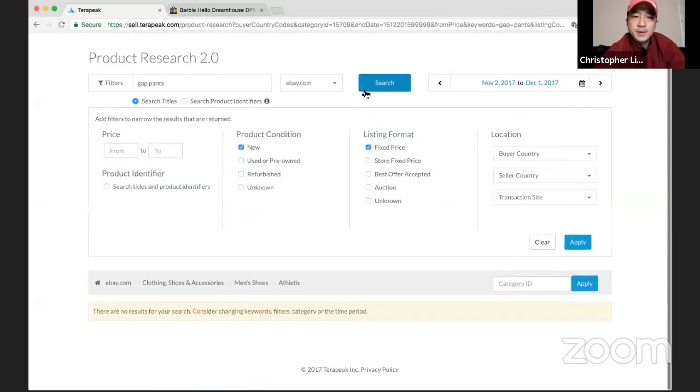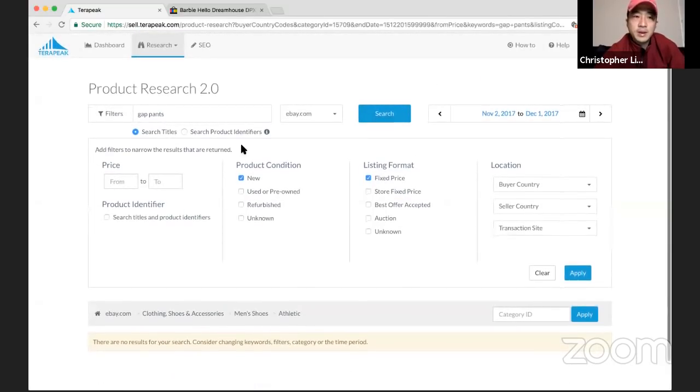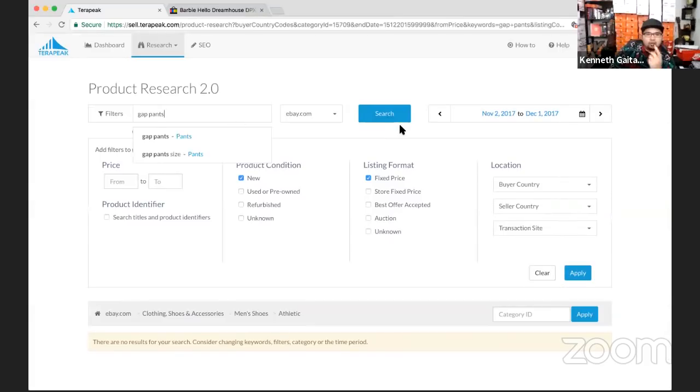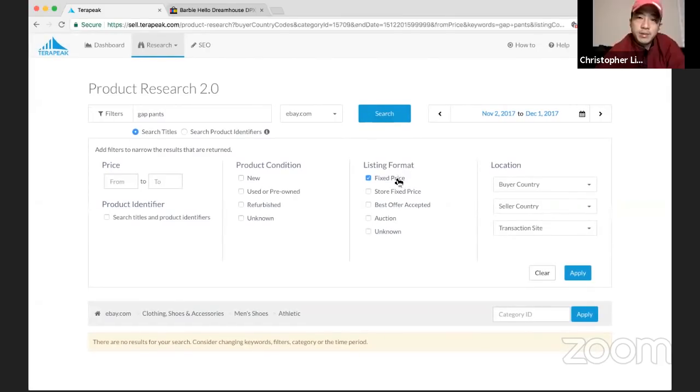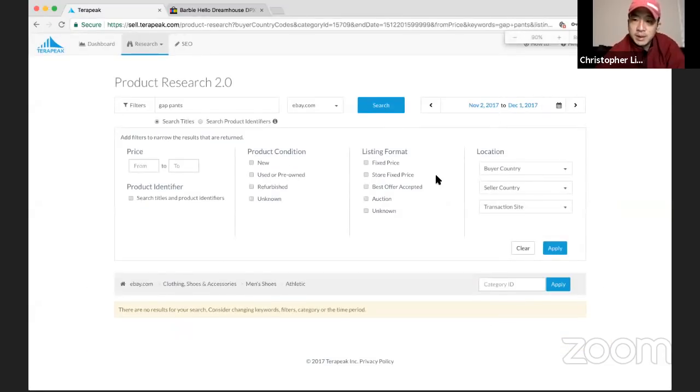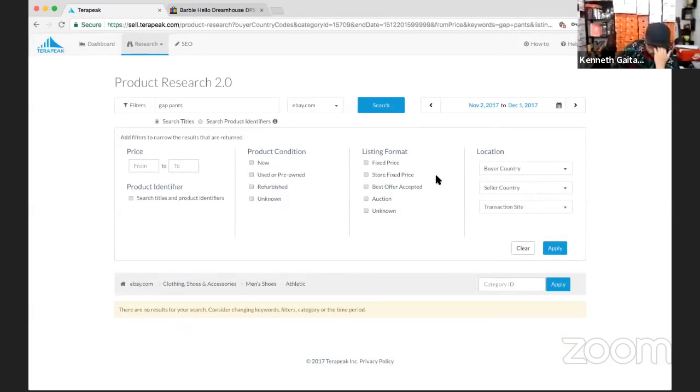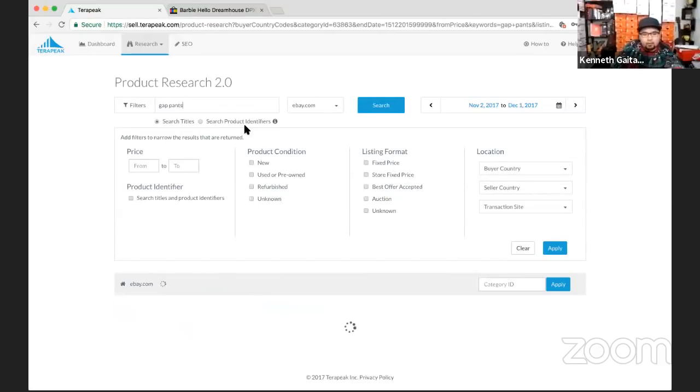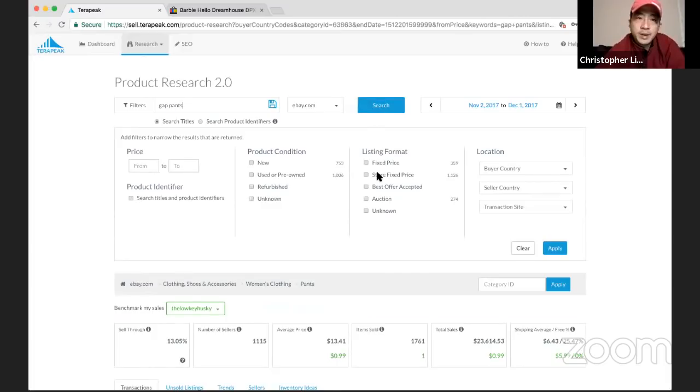So Chris, go back to Gap pants, take away the new. Get rid of new. Wait, what do I have? There are no Gap pants on eBay. This is totally messed up. It's on your category, Chris. I think it's in the shoe category. You might want to go back to. There we go. Yeah, there it is.